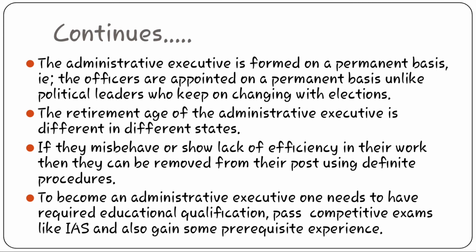So the retirement age of the administrative executive is different in different states. वो भी मैंने बोला कई स्टेट्स में 56 या 57 रिटायरमेंट एज है, some states it is 60. So according to the state which they belong, their retirement age is determined.